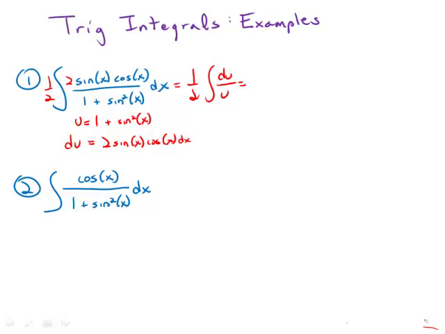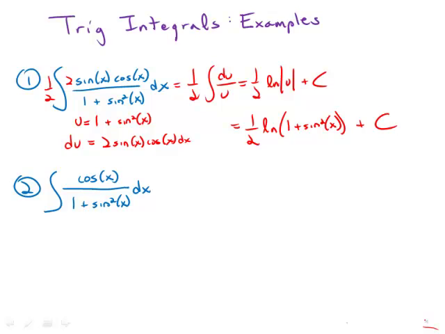du over u, which of course is 1/2 log the absolute value of u plus c, equals 1/2 log, and we don't need the absolute values because this u, 1 plus sine squared x, is always positive. So 1/2 log of 1 plus sine squared x quantity plus c. And that is the antiderivative.